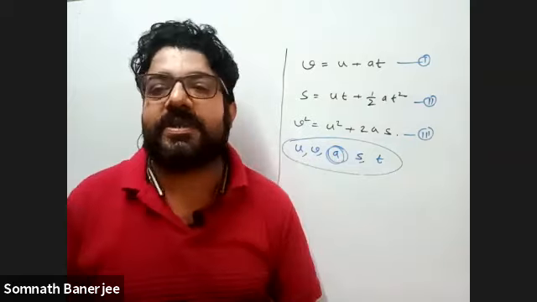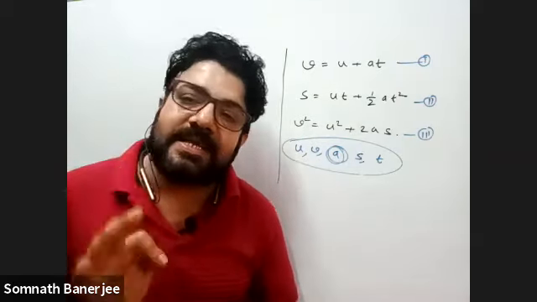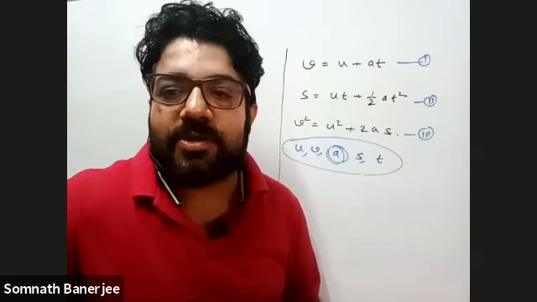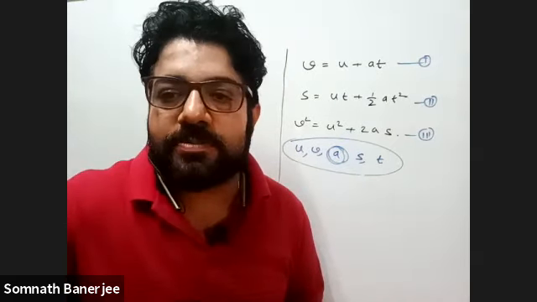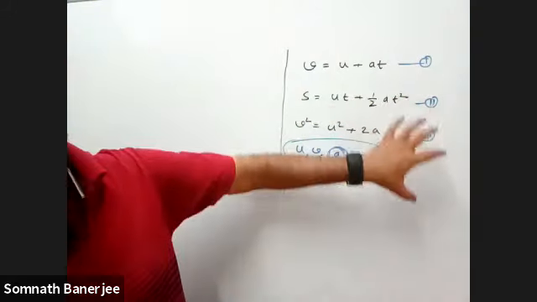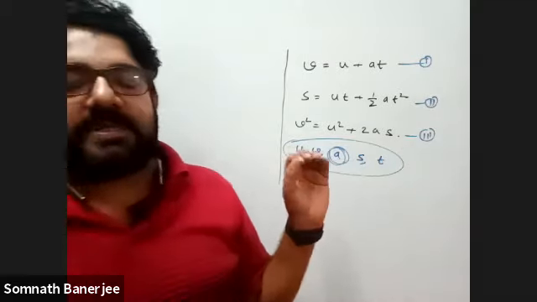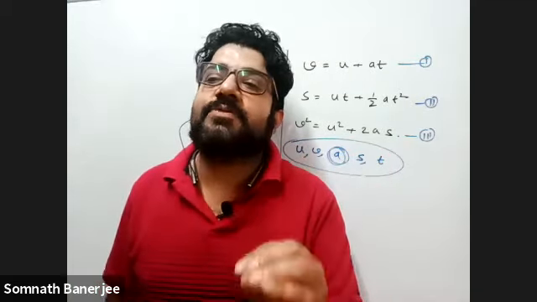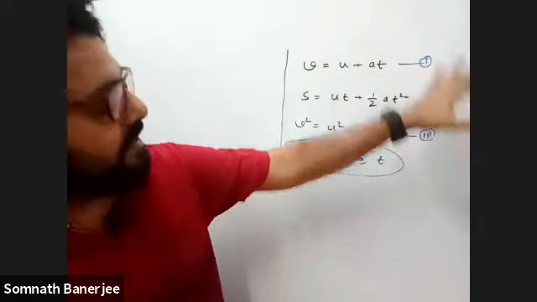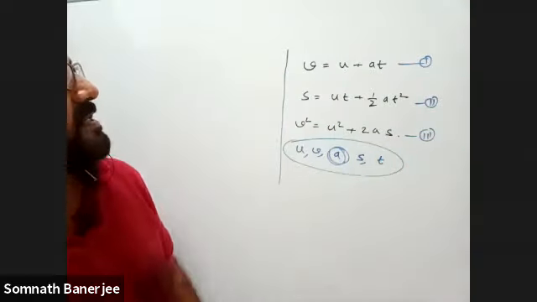The examiner gives you at least 3 variables. If they give you fewer than 3 variables, then it is not possible. So in each equation you have 4 variables, in total 5 variables, and the examiner gives you at least 3 variables. This is what we already discussed in the previous class.